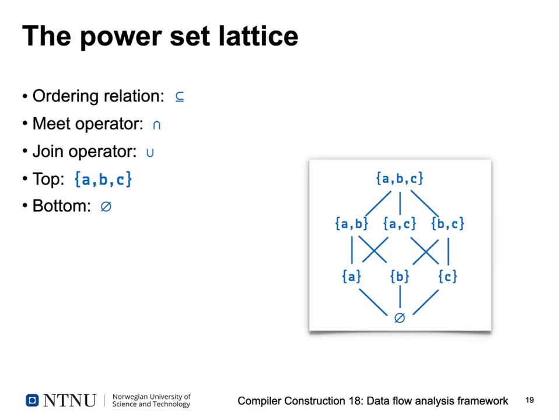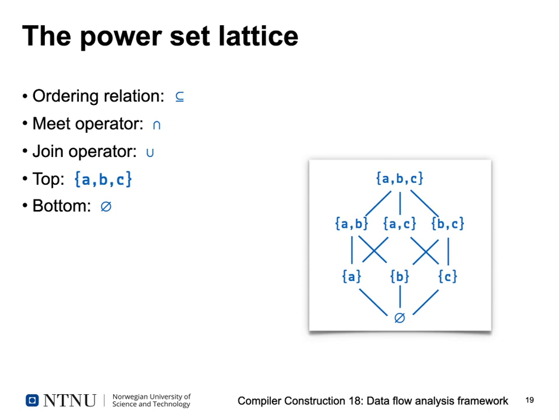So based on this, we can now define the power set lattice here. Our ordering relation would be the set inclusion operator here. Our meet operation is just the intersection or cut operator between different sets, and our join operator is the join operator between sets, or our set union operator. So now we can draw our Hasse diagram related to our power sets here.